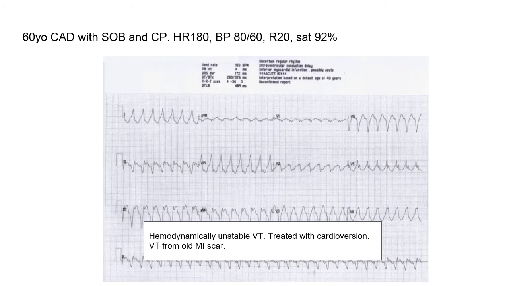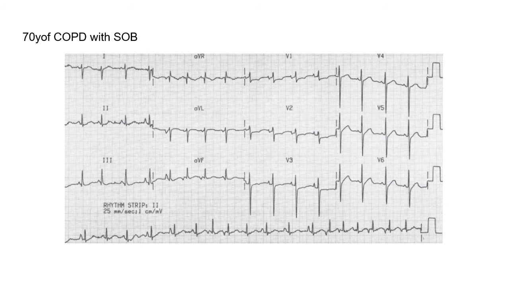So this patient's blood pressure was 80/60, right? So we just treat it as Vtac, hemodynamically unstable. So do we cardiovert or do we defibrillate? Cardiovert, right? They still have a pulse, so we don't defibrillate. We synchronize it to the R wave and we cardiovert. So you can get Vtac in patients with prior MIs. They're just more likely to go into Vtac. Okay. 70-year-old COPD with shortness of breath.